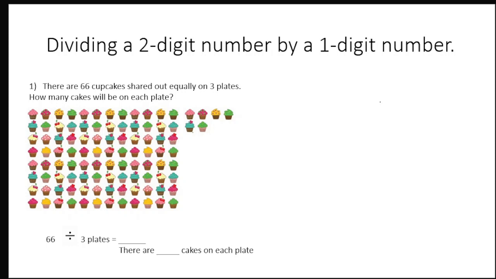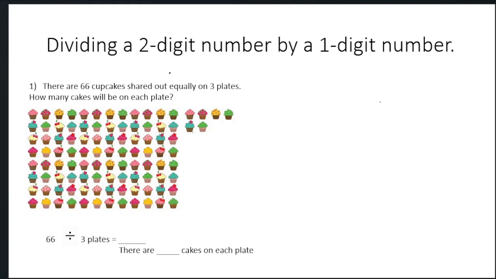Hi guys, so we're just going to be doing some more dividing today, but we're going to be focusing on dividing a 2-digit number by a 1-digit number. Now I know sometimes it might look a little bit scary, but I'm going to teach you a nice little way just to make it a little bit easier for yourself, which you might already know, so we're just going to go over and practice a little bit.